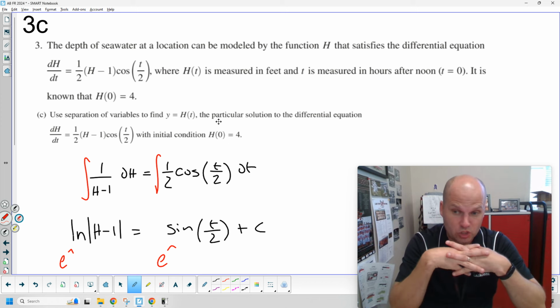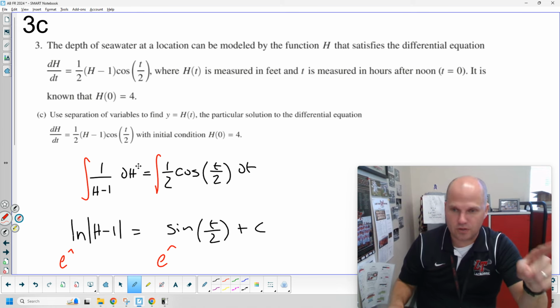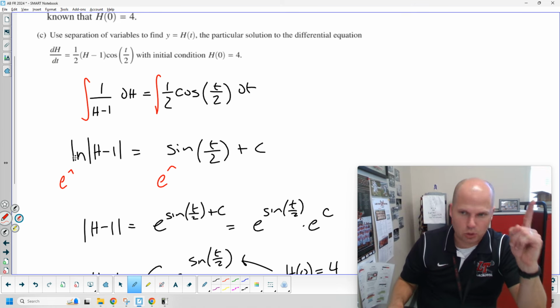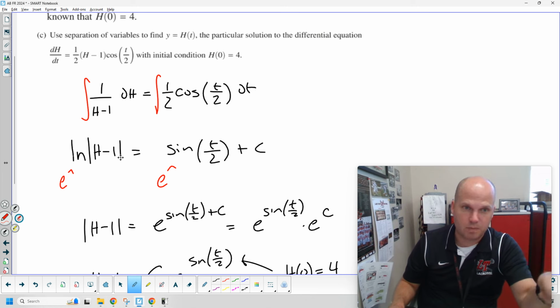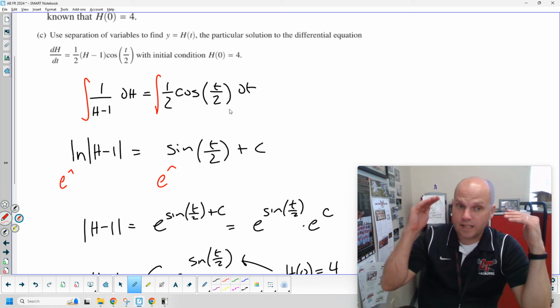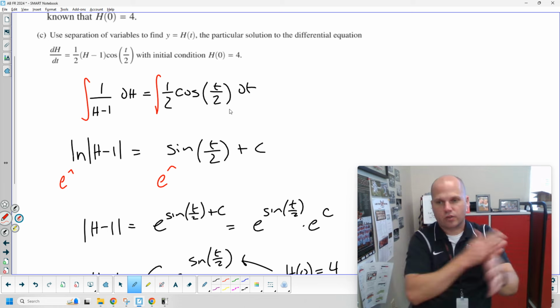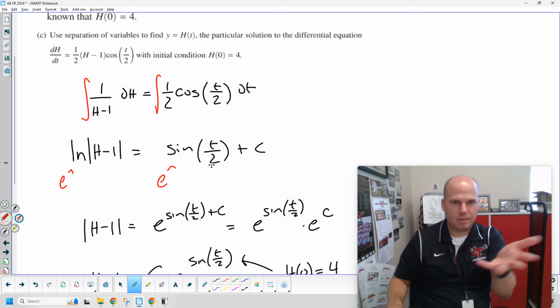The question we skipped on our quiz was the area volume. You should have known. Separate your variables. You should have been prepared. There's no tricks here. The antiderivative of h minus 1 to the negative first is log h minus 1. The antiderivative of 1 half cosine t over 2 is sine t over 2. We undid the derivative of t over 2, which is a half. So it's like, yes, this makes sense.